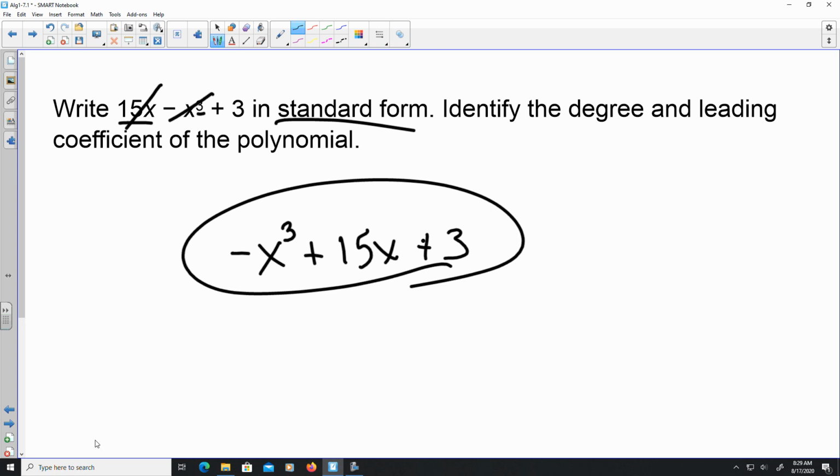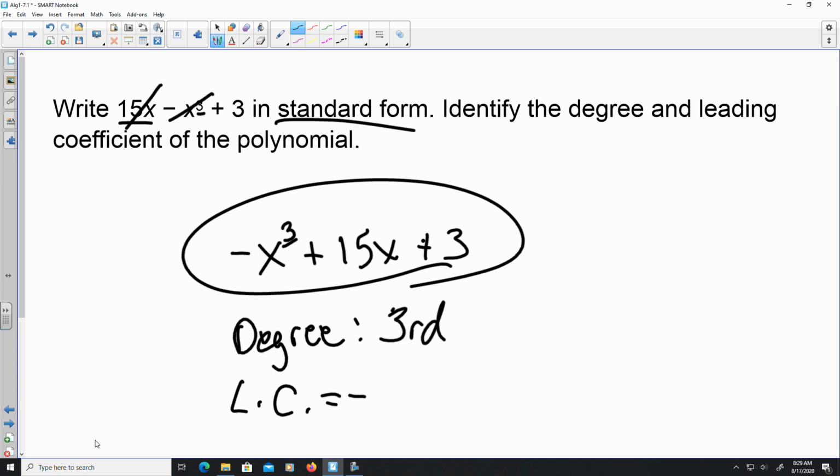Identify the degree. So the degree in this case comes from the largest degree, so it's a third degree polynomial. And the lead coefficient in this case is the value that's attached to the variable, and it just says negative x. Well, anytime it's just the negative, it's a value of 1, so it's negative 1 is our lead coefficient.